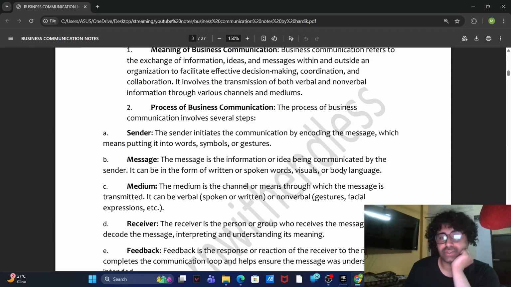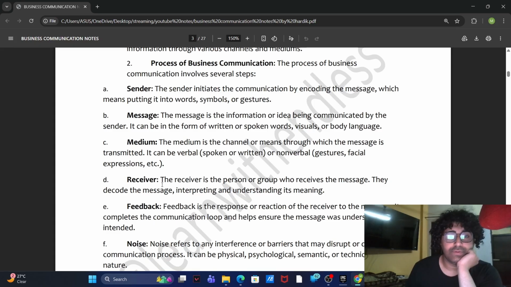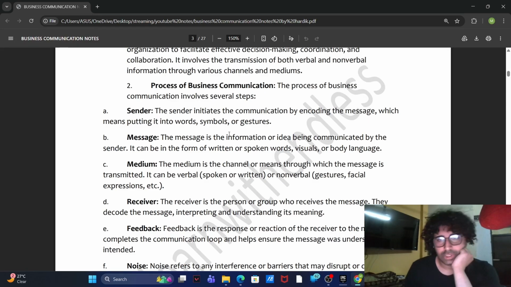Process of business communication. The process of business communication involves several steps. It involves a sender, a message, a medium, a receiver, feedback, and noise. Let's go through them one by one. Sender. The sender initiates the communication by encoding the message, which means putting it into words, symbols, gestures. Message. The message is the information or idea being communicated by the sender. It can be in the form of written or spoken words, visuals, or body language.